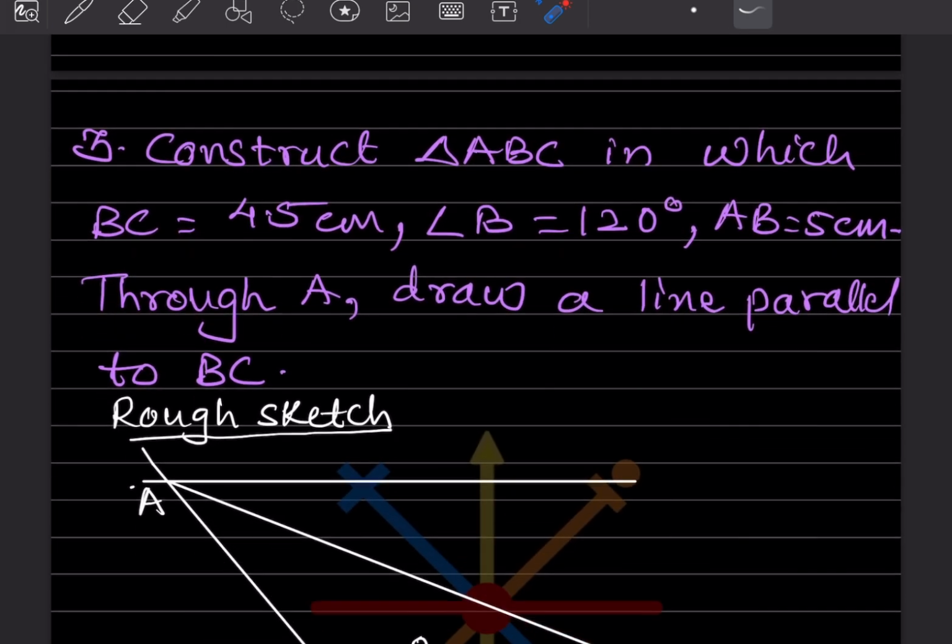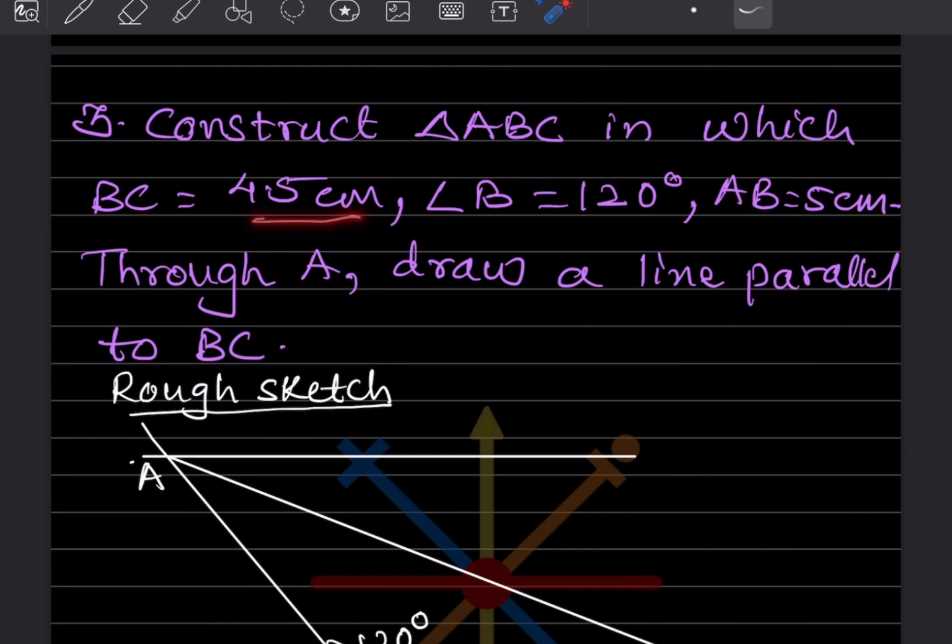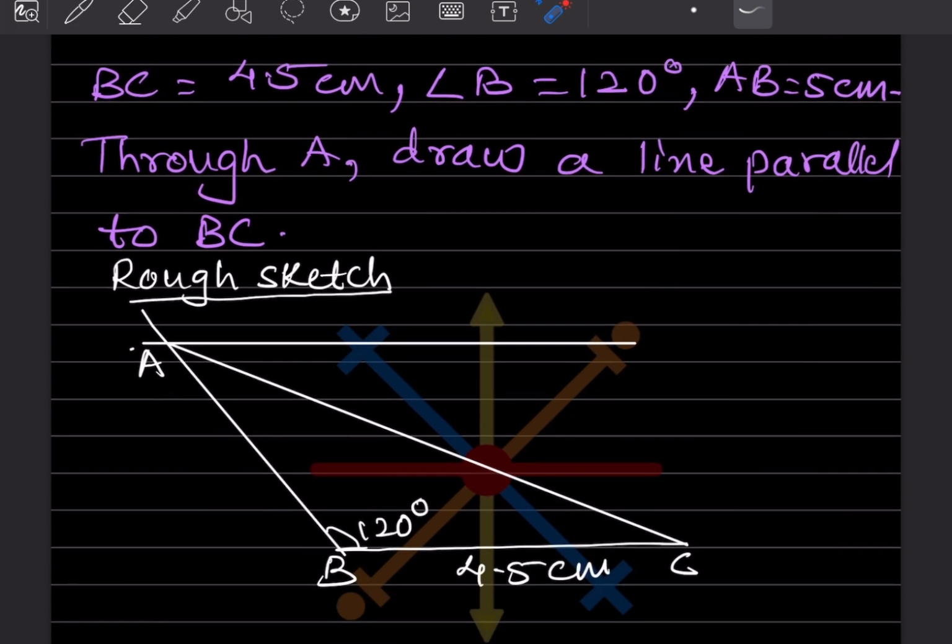Construct angle ABC in which BC is 4.5 centimeter, angle B is 120 degree, AB is 5 centimeter. And through A, you have to draw a line parallel to BC. So now we have taken this BC as 4.5, it's given here. So now you have to construct this 120. Later on I will show you how to do this. So this is 120. Then with the compass we will take 5 centimeter, you will cut this one. And later on join AC, and draw a line through A parallel to BC. So this is BC, this is a parallel line to BC.